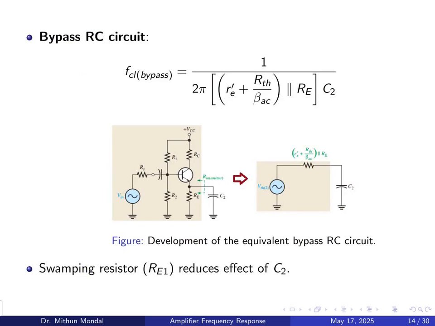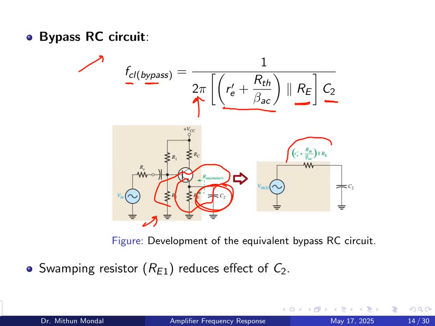And the bypass circuit, if we talk about the emitter part, here you have 1 by 2 pi, which is the critical frequency of the bypass. Here we need to compute the Thevenin resistance, which is in parallel with the emitter resistor, multiplied with C2, because C2 is what you have at the bypass. So you apply Thevenin's theorem here in the circuit. I'm not going into the derivation. So the Thevenin resistor will be Re dash plus R Thevenin by beta. Beta is the voltage gain, divided with Re. So this is the gain.